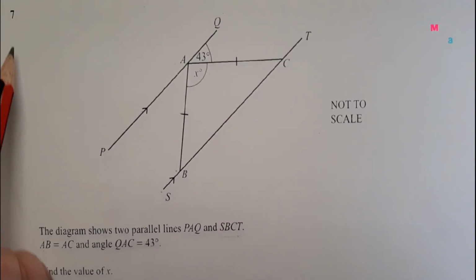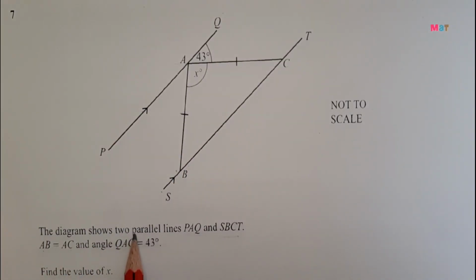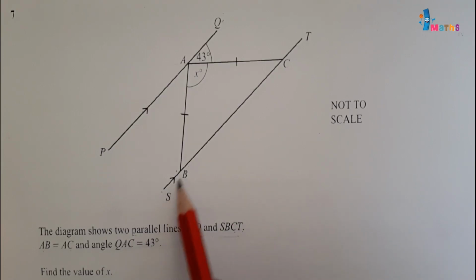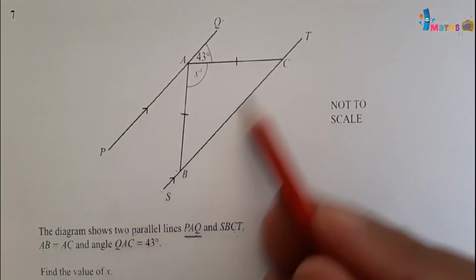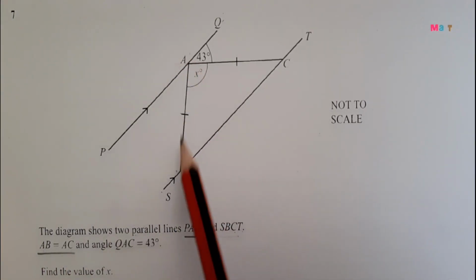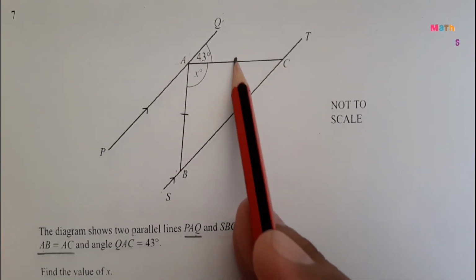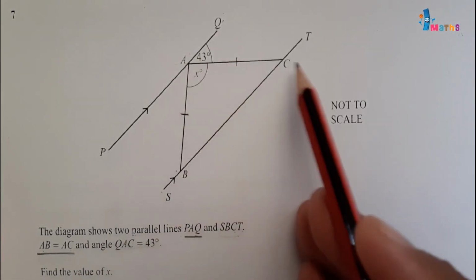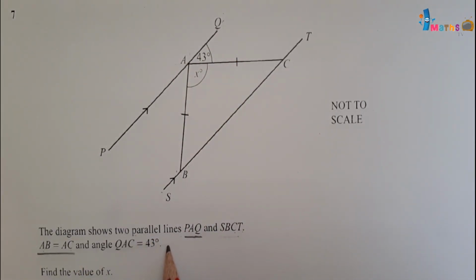Question number 7. The diagram shows two parallel lines PAQ and SBCT. These two lines are parallel to each other. AB is equal to AC, marks are given. And angle QAC is equal to 43 degrees. This is also given. Find the value of x. Value of x we have to find.